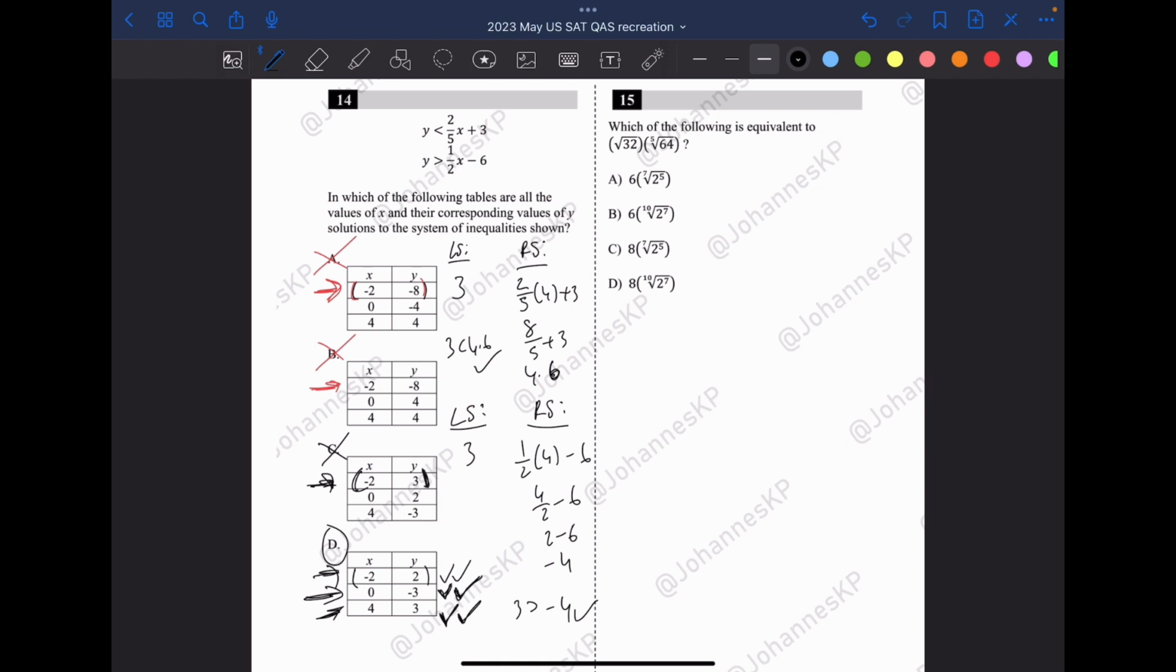And since every test scenario passed for this question, we know we are correct, and the answer is D. Once again, I already knew the answer was D based on the fact that we knew all the other ones were wrong, but you still have to check your answer just to make sure that you didn't make a mistake somewhere up here. Okay? But yeah, that's question 14.